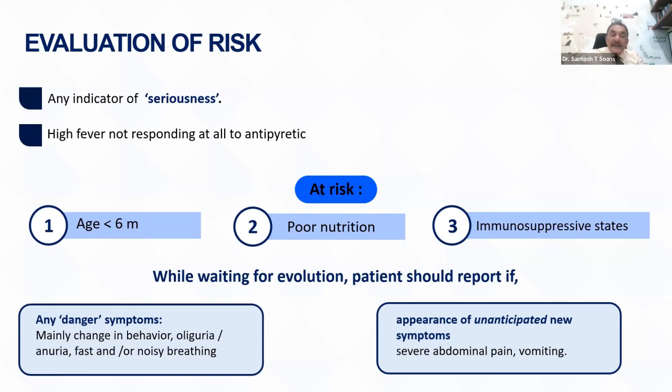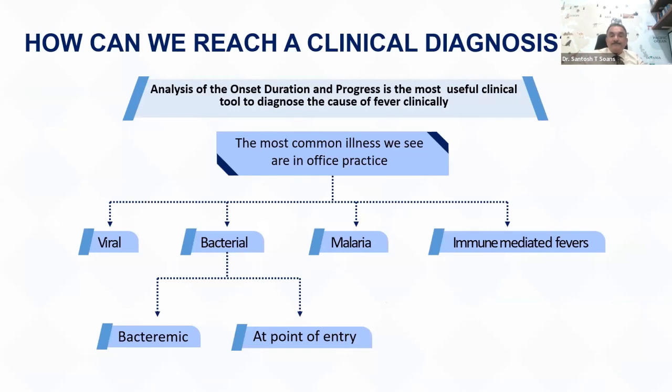Or any change in behavior. The child was fine, but somehow the mother says, doctor, I'm feeling this child is sick. The child's urine output is coming down. Noisy breathing, breathlessness, or appearance of an unanticipated new problem: suddenly he starts having severe abdominal pain and vomiting. Then you should ask them, please come back. You need to evaluate properly.